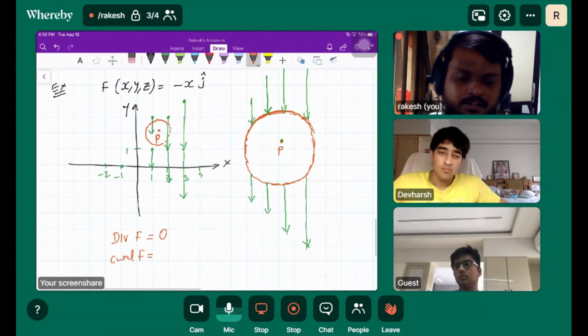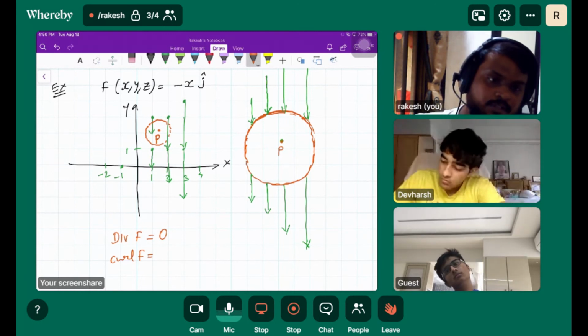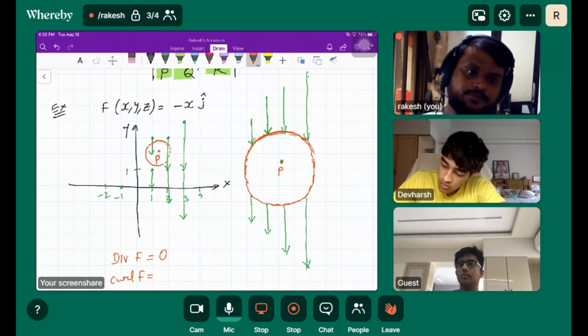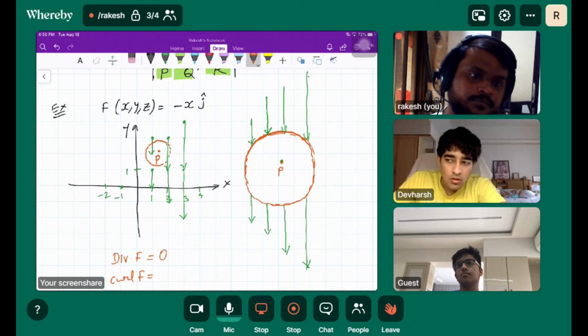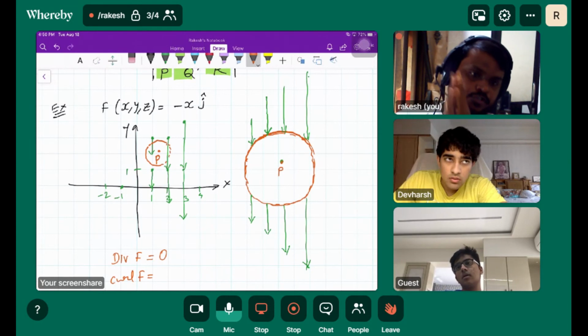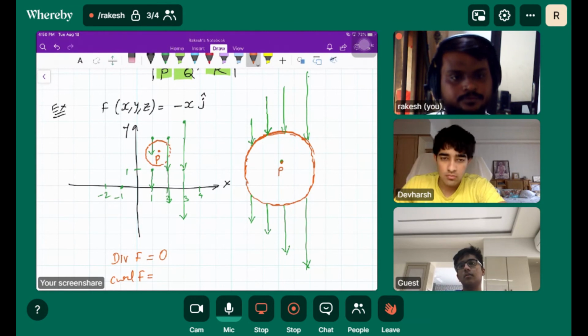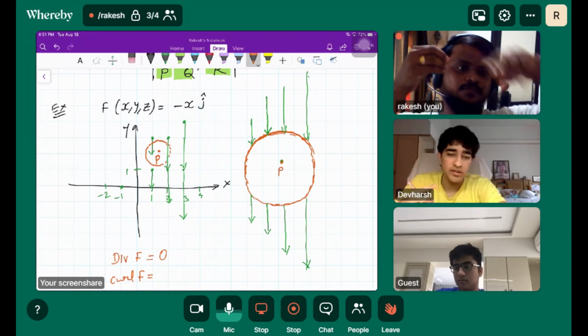What would be the curl of this vector field? What should the curl be? Should it be negative, clockwise? What do you think? I think it should be zero. See, curl measures the tendency of rotation of the vector.